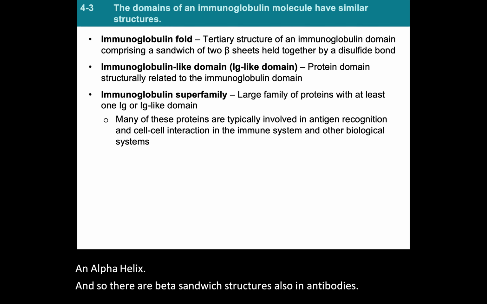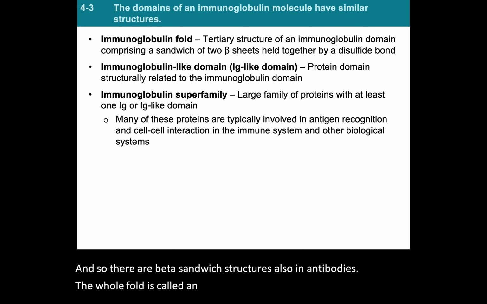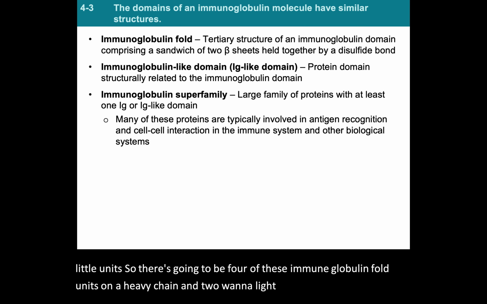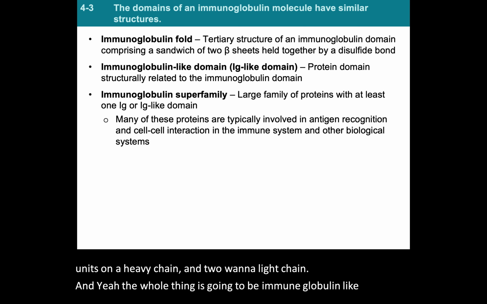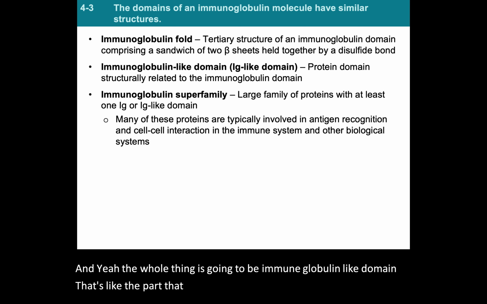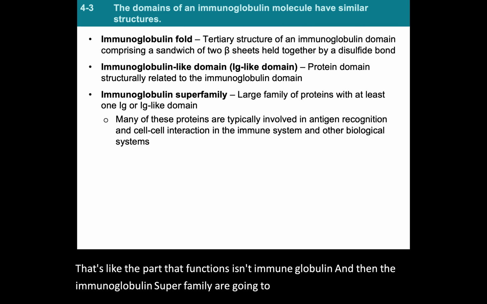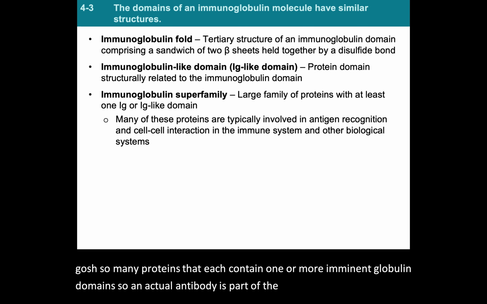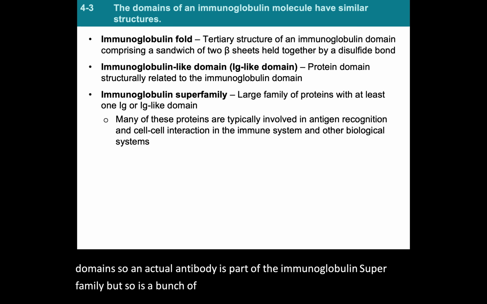The whole fold is called an immunoglobulin fold, and so each of those little units, there's going to be 4 of these immunoglobulin fold units on a heavy chain and 2 on a light chain. The whole thing is going to be an immunoglobulin-like domain. That's like the part that functions as an immunoglobulin. And then the immunoglobulin superfamily is going to be a large, large family. Oh my gosh, so many proteins that each contain one or more immunoglobulin-like domains. So an actual antibody is part of the immunoglobulin superfamily, but so is a bunch of stuff that's not really an antibody.